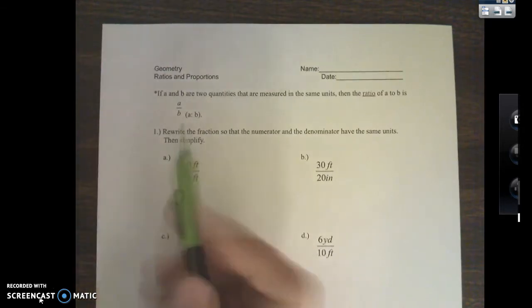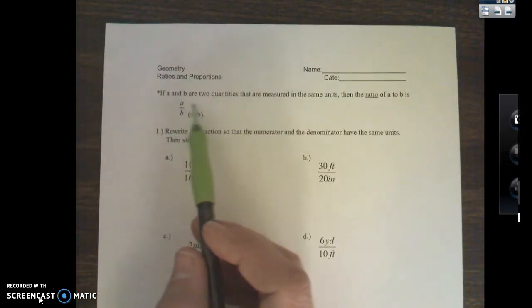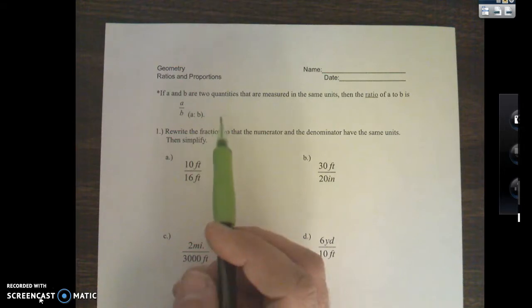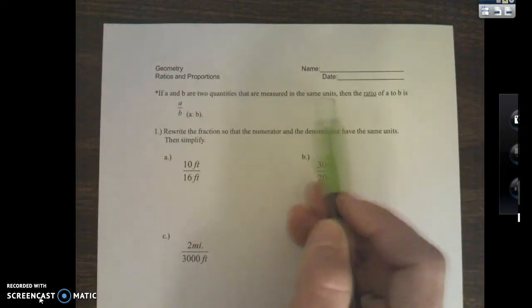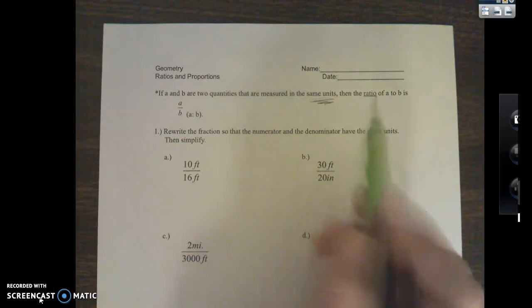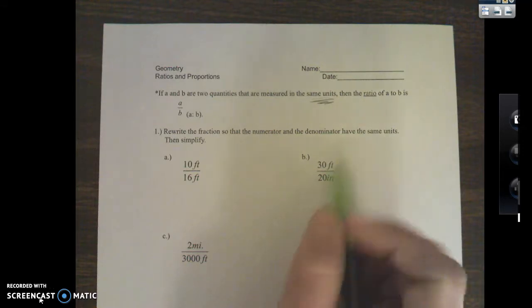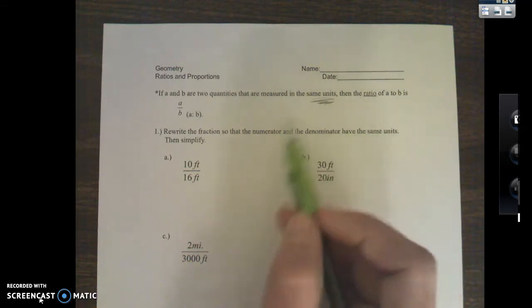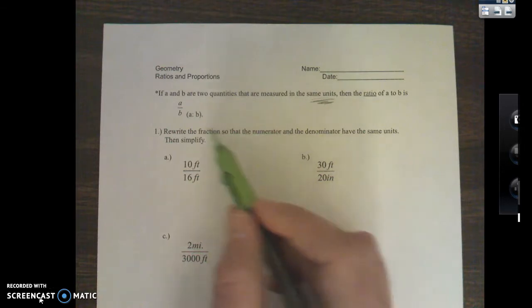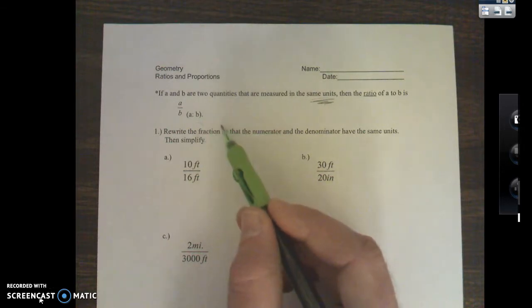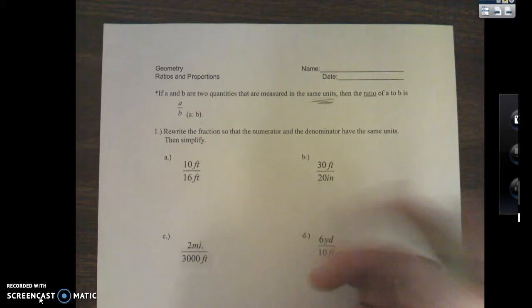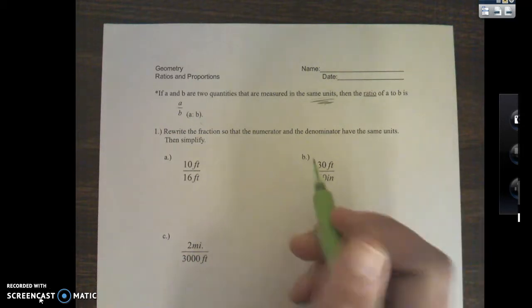So to start off with, if A and B are two quantities that are measured in the same units, this is very important, because we need to make sure that we are in the same units, then the ratio of A to B is written as A divided by B, or A colon B. So we say that, A to B ratio.